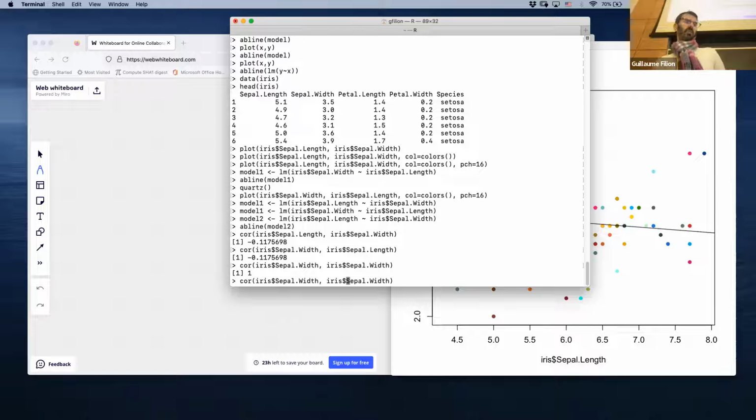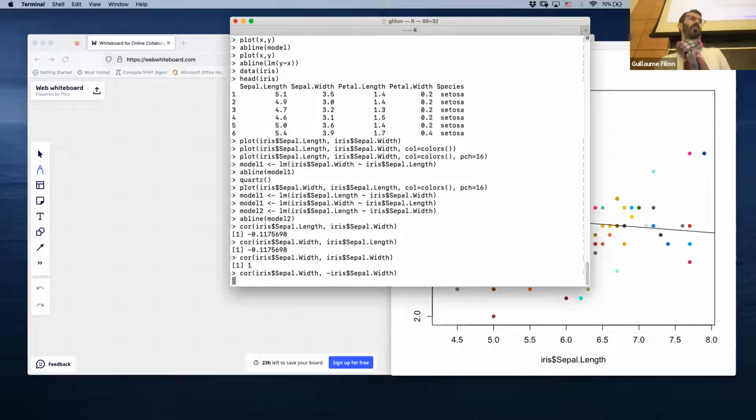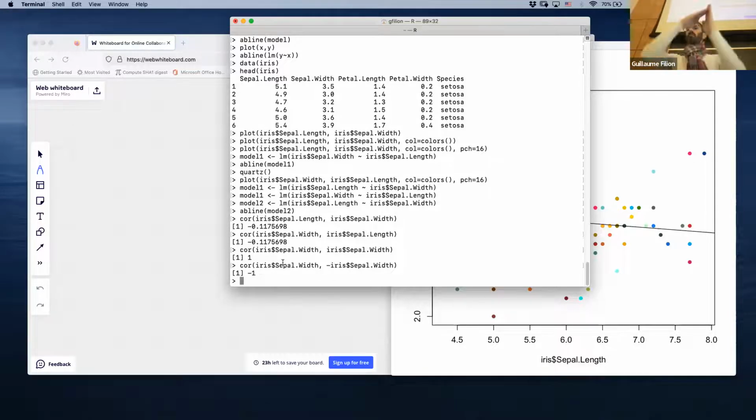If the variables are inverses of each other, opposites, like sepal width minus sepal width, the correlation goes to -1. I've got a perfectly negative correlation. So it's always trapped between -1 at the minimum and +1 at the maximum. And if it's 0, it means that the two variables are not very much related at all. They're kind of independent, or at least uncorrelated.